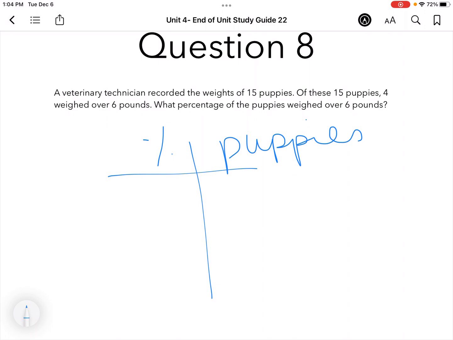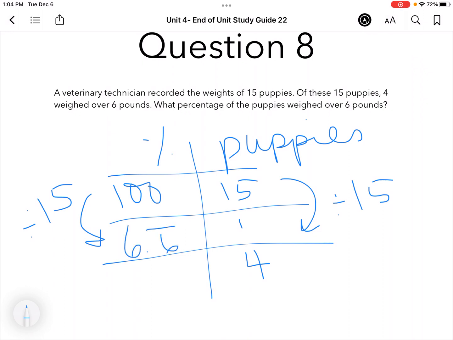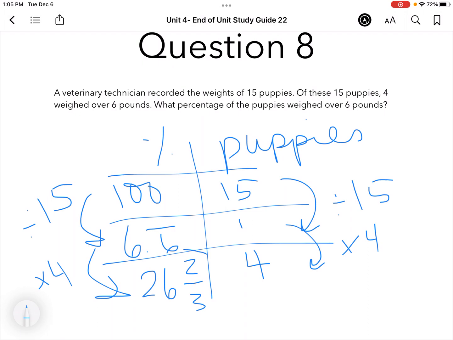So I know that 100% is 15 puppies. And I want to figure out, it says 4 weighed over 6 pounds. So that's 4. So I'm going to put my 1 there. So I'm going to divide by 15. So 100 divided by 15 gets me 6.6 repeating. And then I'm going to hit times 4. Straighten my calculator. And I get 26.6 repeating, or 26 2/3%.